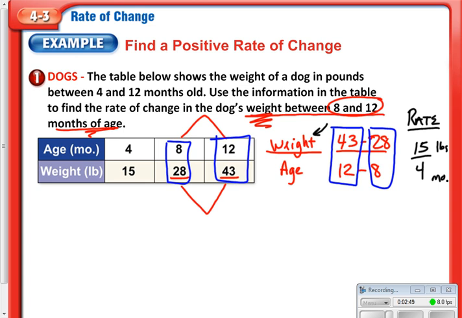Now you could use this to figure out the unit rate, which was basically dividing 15 divided by 4, which is 3.75 you'd wind up with, and this would be pounds per month. So the increase from age 8 to 12 basically increases 3.75 pounds per month.